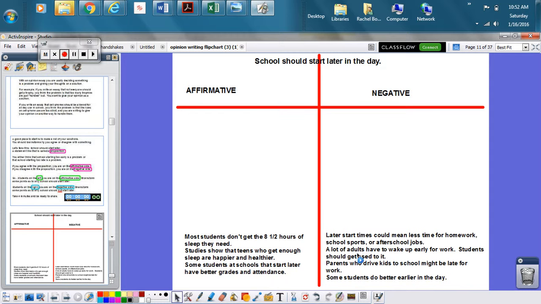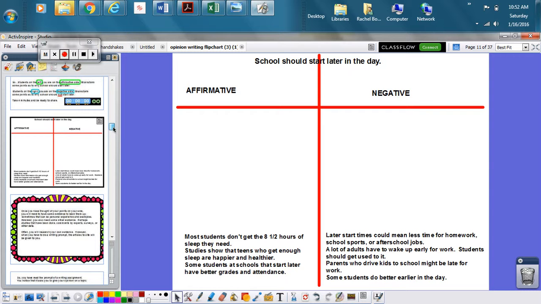Or on the negative side, later start times could mean less time for homework, school sports, or after-school jobs. A lot of adults have to wake up early for work. Students should get used to it. Parents who drive kids to school might be late for work. And some students do better earlier in the day.